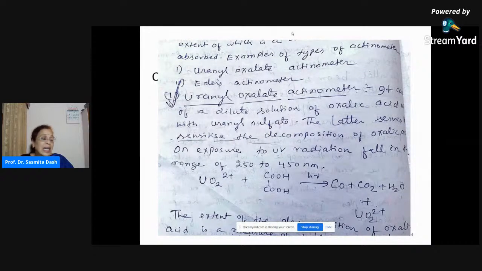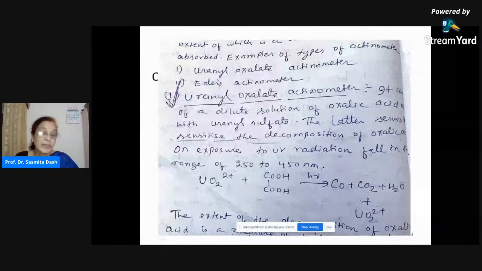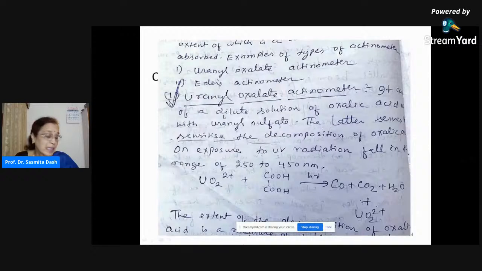A chemical actinometer generally consists of a gas mixture or solution which is sensitive to light. When radiation falls upon these substances, a chemical reaction takes place, the extent of which is a direct measure of energy absorbed. There are two different types of actinometers normally in use. One is the uranyl oxalate actinometer, which works in this way.